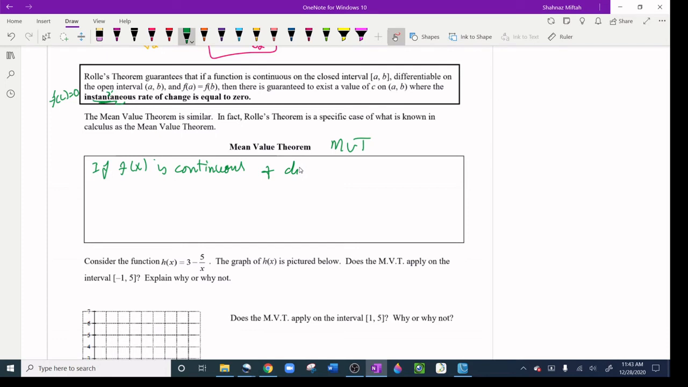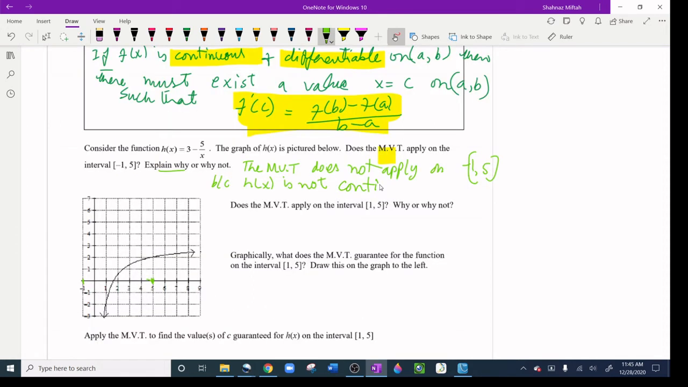So I'm going to say the MVT does not apply here, does not apply on -1 and 5, because h of x is not continuous at x equal 0. So it's not continuous at x equals 0. Do you see the 0 all the way up there? It's not continuous and it's undefined.